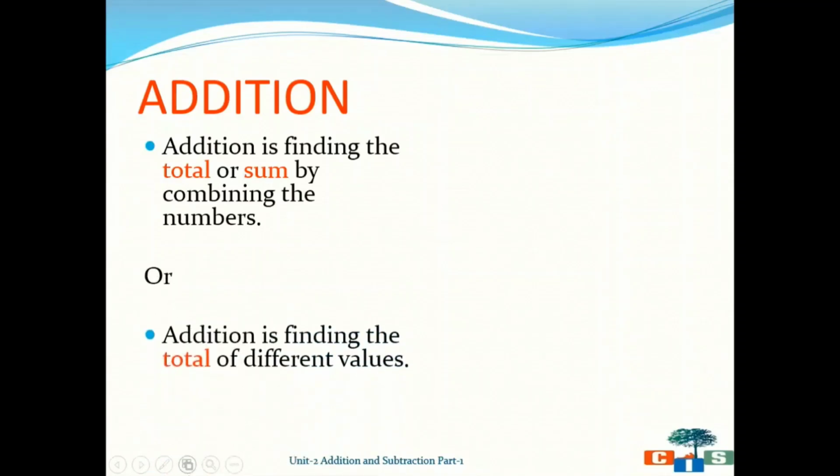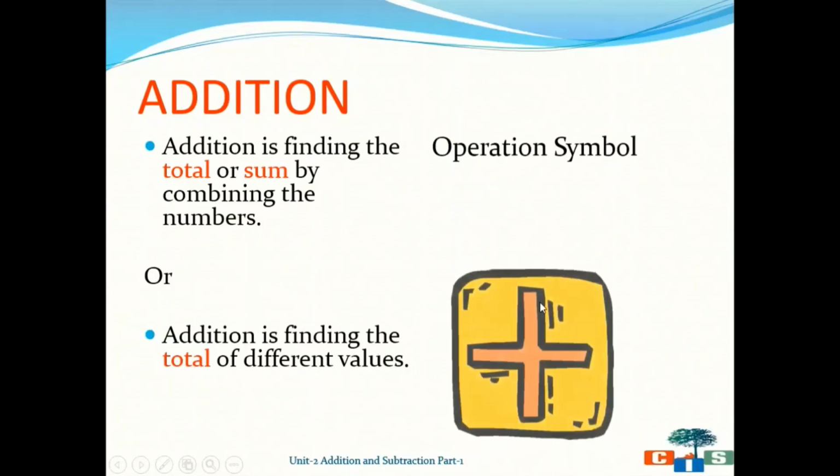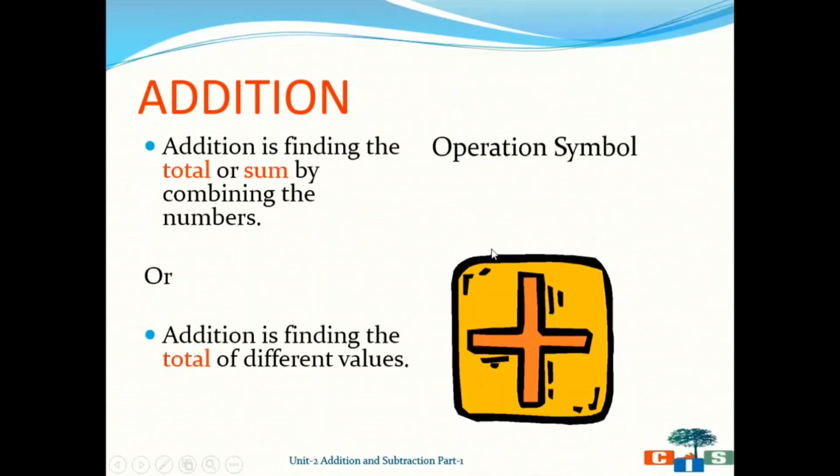What is addition? Addition is finding the total or sum by combining numbers. That is, the total sum of two or more numbers is known as addition. Or addition is finding the total of different values. What is the operational symbol for addition? So here is the operational symbol for addition, that is plus. This is the operational symbol for addition.